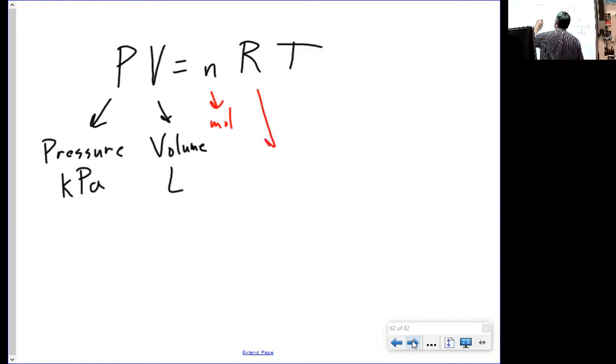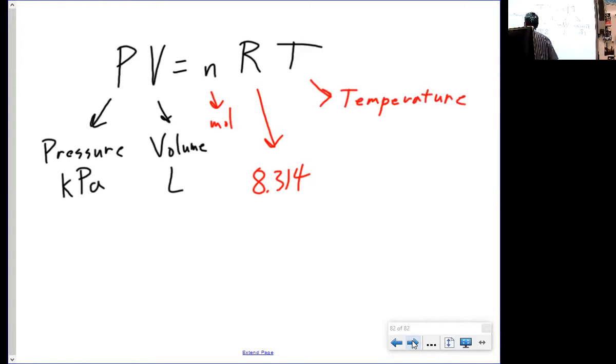R is one of the easiest ones because it's your constant. It's always going to be the same, 8.314. It is the ideal gas constant. No matter what you're doing, as long as you're using kilopascals, R is 8.314, and T is temperature, but this is huge. Temperature measured in kelvins. Okay, now that's a real quick little formula for kelvins.